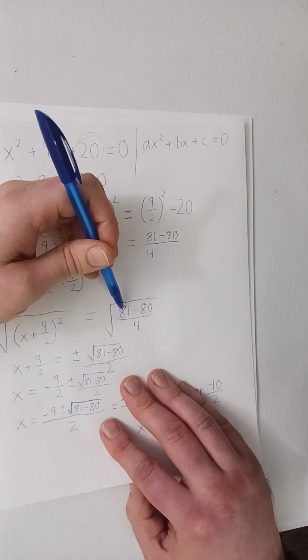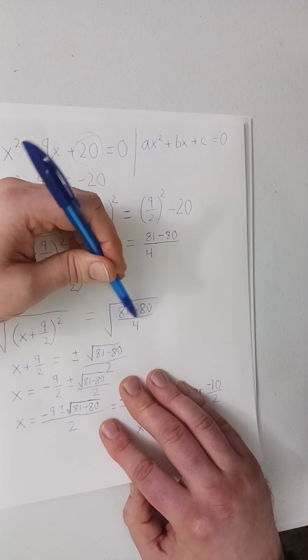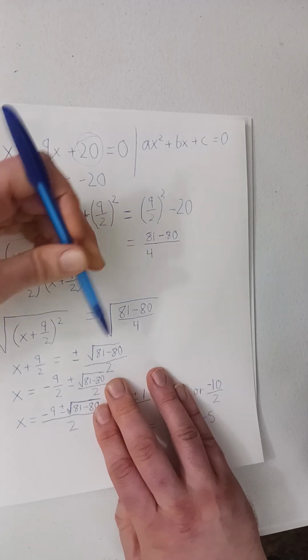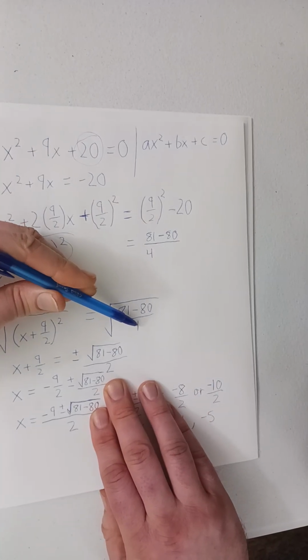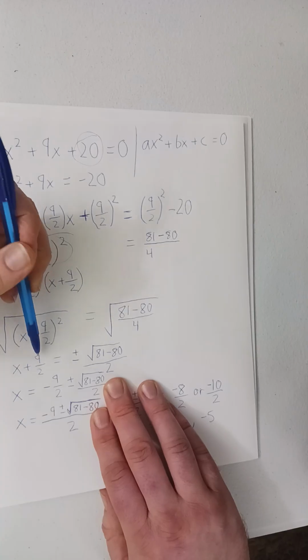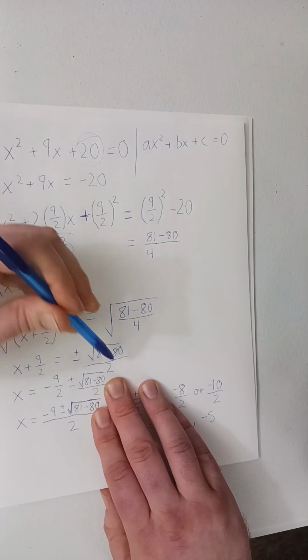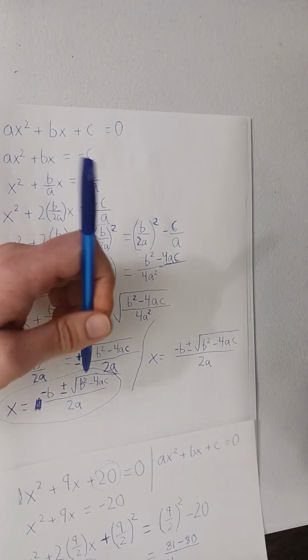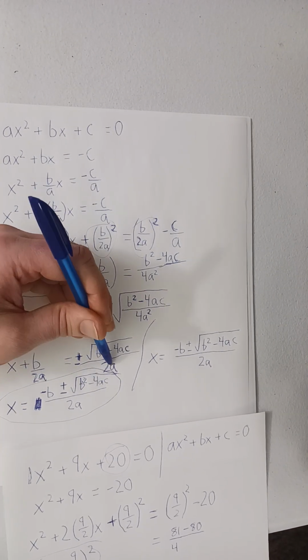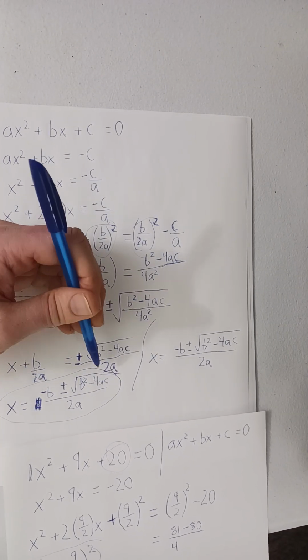So the square root of 81 minus 80, divided by 4. And then we simplified this. In the denominator, we were able to simplify it down to 2. And indeed, after we took the square root, we had 9 over 2. These have the same denominator, just like here, 2a on both sides.